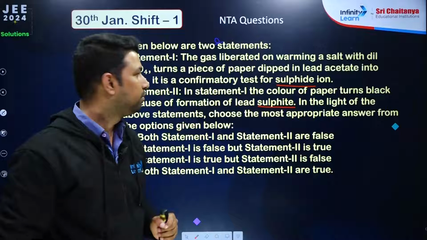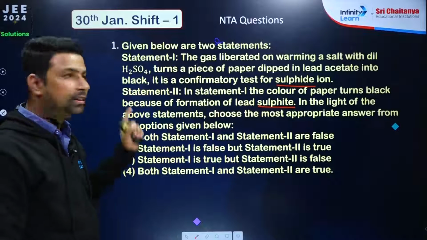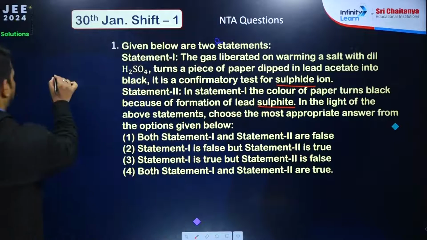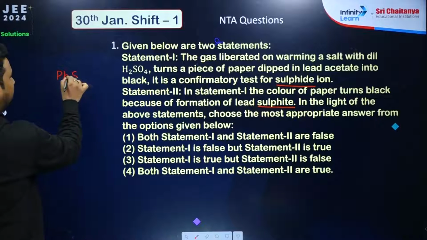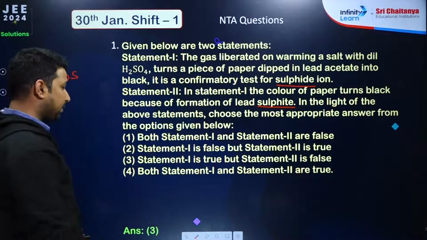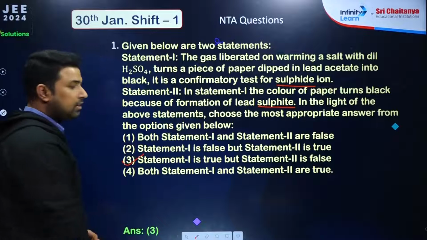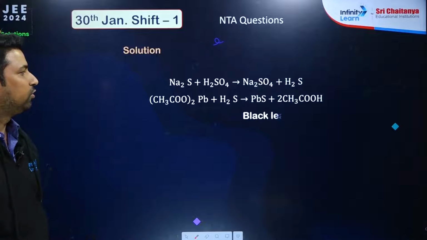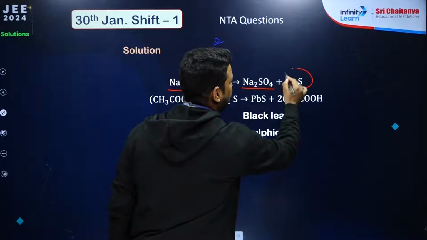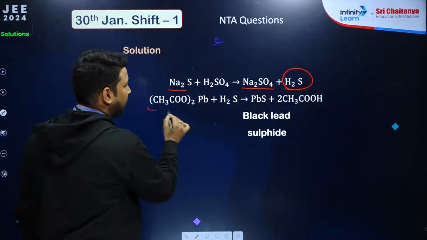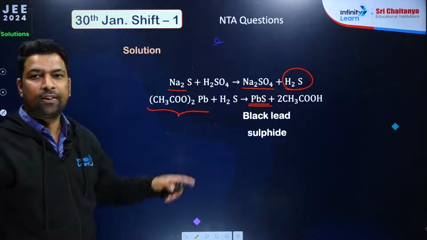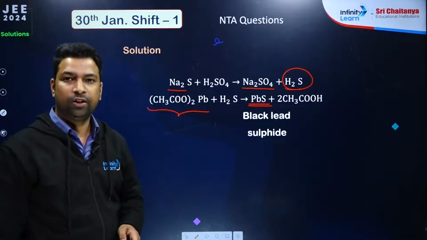Statement 1 is correct, but statement 2 is incorrect because lead sulfide, the black precipitate observed, is due to PbS. So what will be the answer? Answer will be 3. Statement 1 is true, but statement 2 is false. And the complete reaction is given: Na2S reacts to form Na2SO4 plus H2S gas. This gas combines with lead acetate to form PbS, lead sulfide. So that's why statement 2 was wrong.